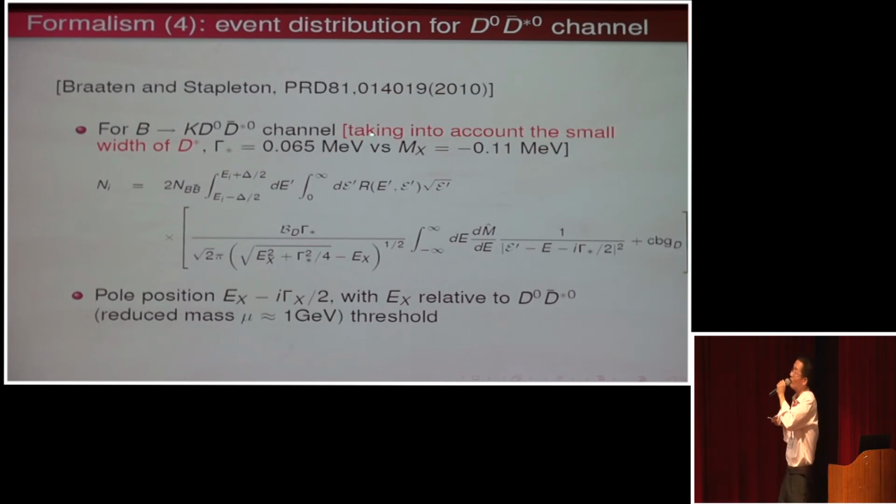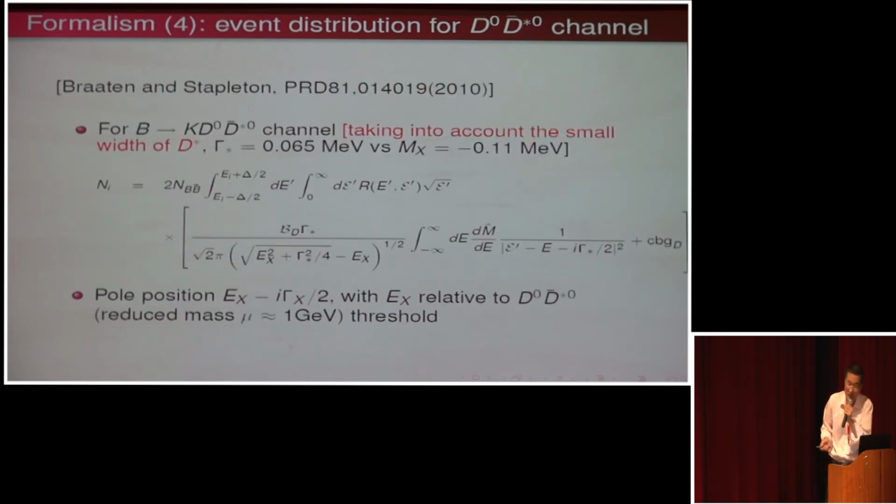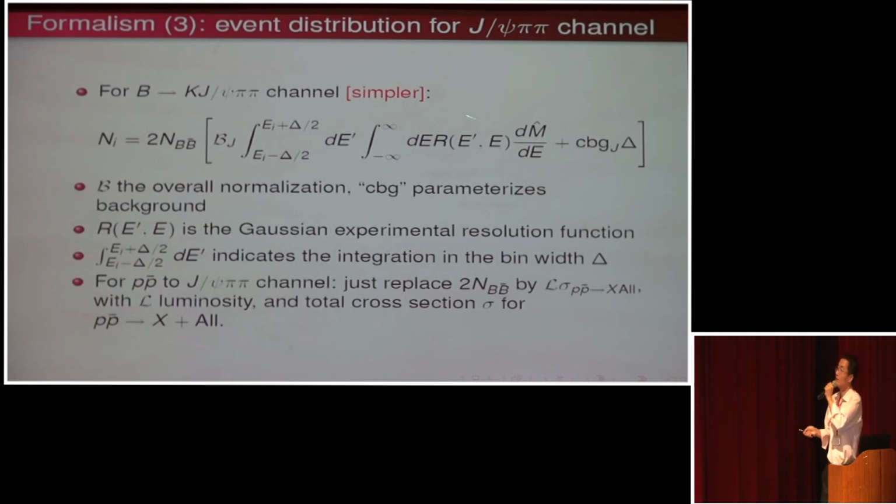And here is a more complicated form for B to D star. It was first derived by Braaten, but in our paper we have elaborated the details. Without going into it too much, we want to make two points. One is that you can understand it by comparing to the previous one. If gamma star, the D star width, is very small, around 60 keV, and this goes to 0, you will have a delta function. Then you will recover the previous equation.